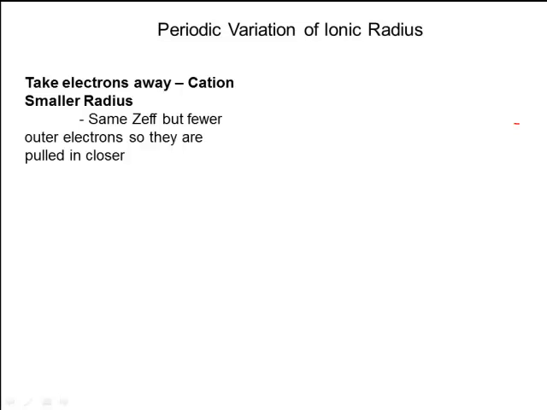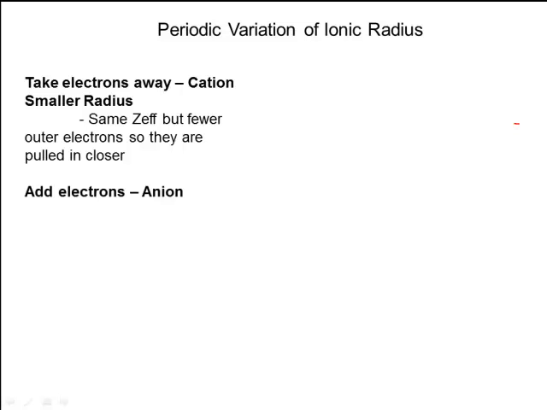We haven't changed the number of core electrons, we haven't changed the number of protons. All we've done is taken some of those valence electrons away. So with those valence electrons gone, there is less repulsive force between those valence electrons, which results in a lowering of energy, which means a smaller radius.